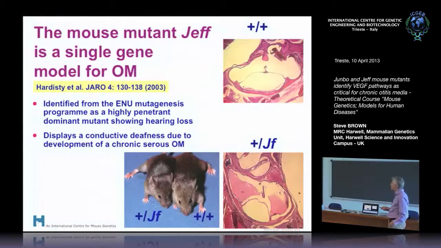It's obviously a single gene model for otitis media, and it displays a conductive deafness due to the development of a chronic otitis media with, in fact, a serous effusion. And if you compare the middle ear cavities of a wild-type mouse and the Jeff mutant here, it's a dominant mutation, you can see that the middle ear cavity is full of this pus and effusion, which is in fact causing these mice to have a significant hearing loss that we picked up in our screens. So this is our first model for otitis media.